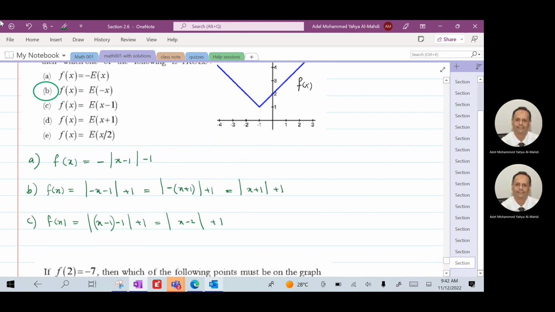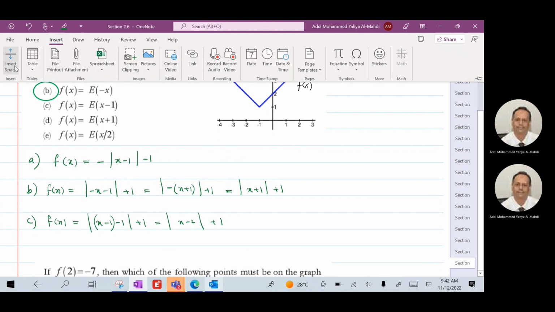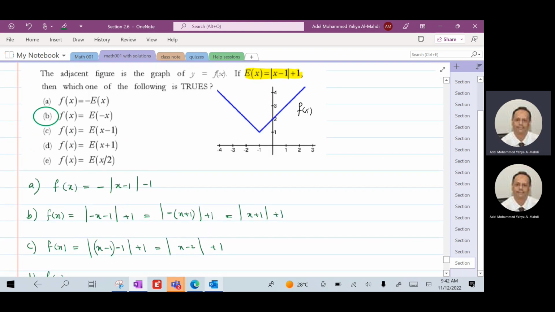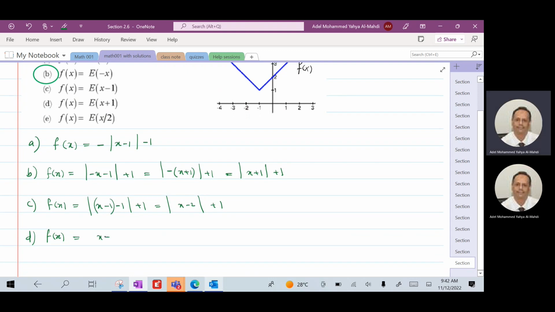D, f of x is, it says that in D it is at x plus 1. We will change every x into x plus 1. So it will be x plus 1 minus 1 plus 1. Simplify, 1 cancels with minus 1. So it is absolute value of x plus 1. And E is f of x. We will change every x into x over 2. So x over 2 minus 1 plus 1.